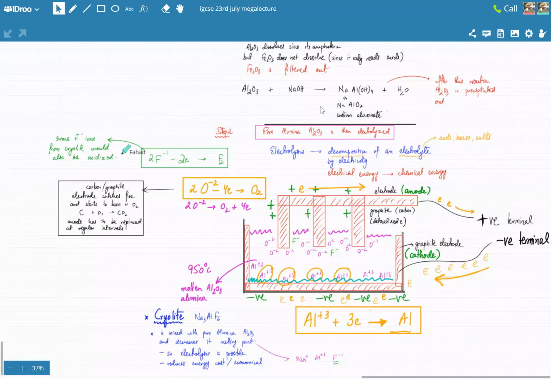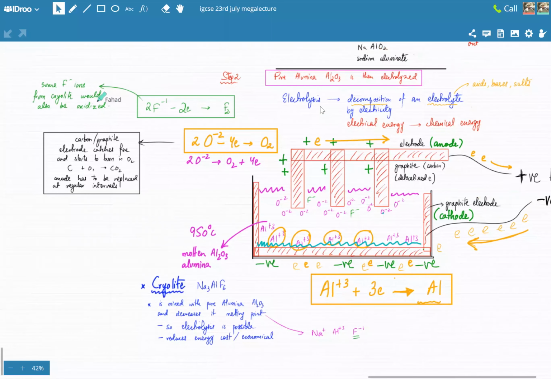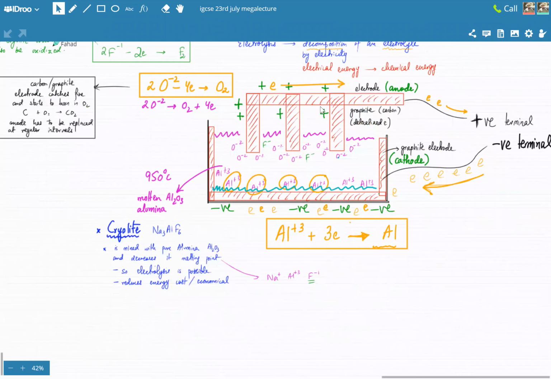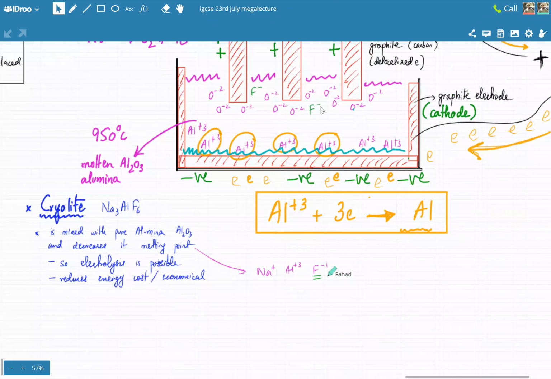ठीक है, Mahad, is this clear? Yes. अच्छा, अब फिर मसला है कि so we're done with F-1. F-1 is not an issue. It's not going to really affect our aluminium.